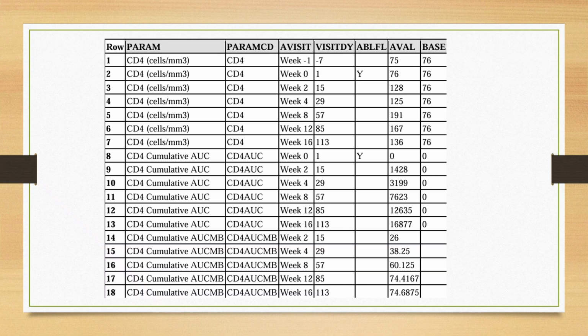Since the records created for these new parameters, CD4AUC and CD4AUCMB, are dependent on multiple records of your collected PARAMCD CD4 and are dependent upon the visits and visit day, that is, upon the time these observations were captured, these PARAMCDs need to be created as new records.